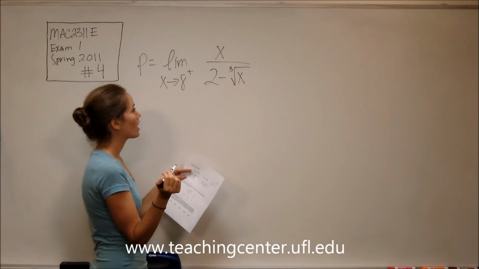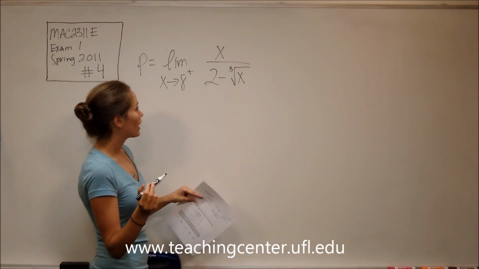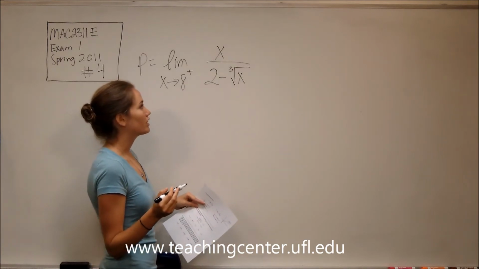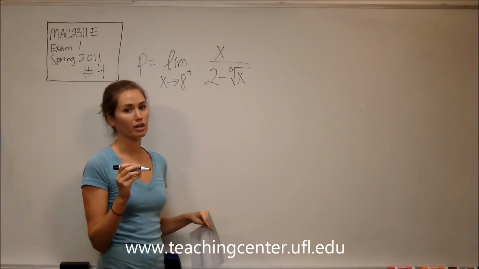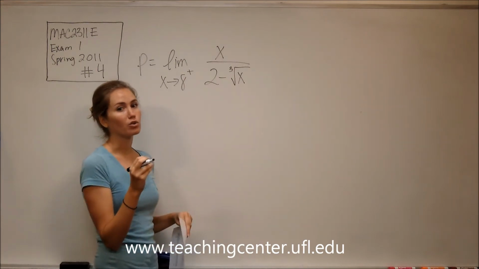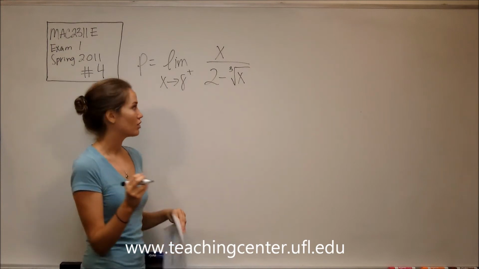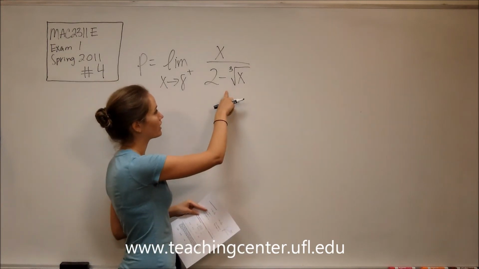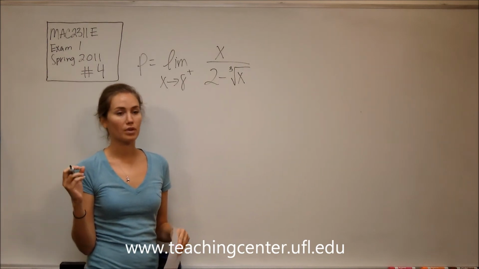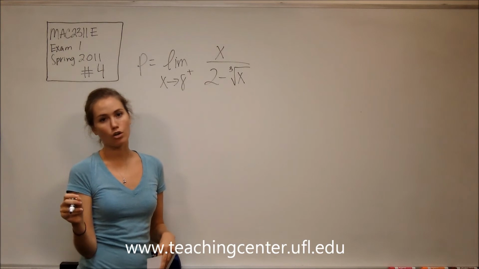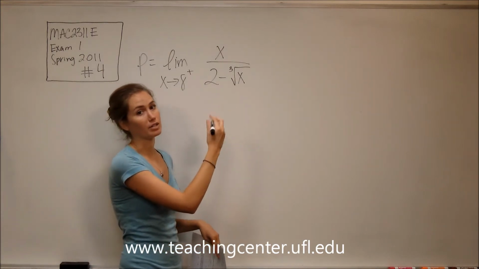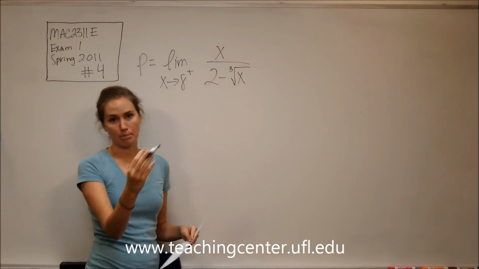coming from the positive side. If we have some slightly larger number than 8, then the cube root of it is going to be slightly larger than 2, because we know the cube root of 8 is 2. So we're going to have 2 minus something like 2.0001. It's some number that's larger than 2, but just barely. Either way, we end up with a negative on the bottom, because it's 2 minus 2 point something.